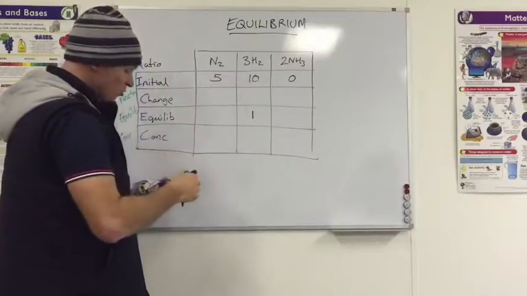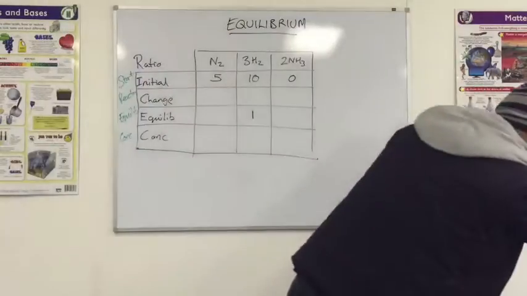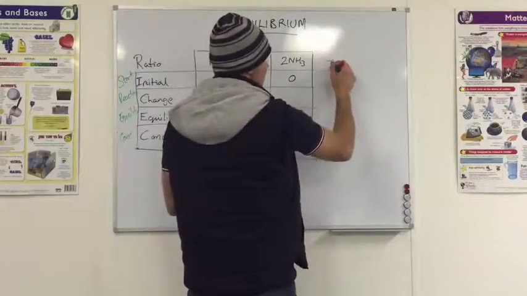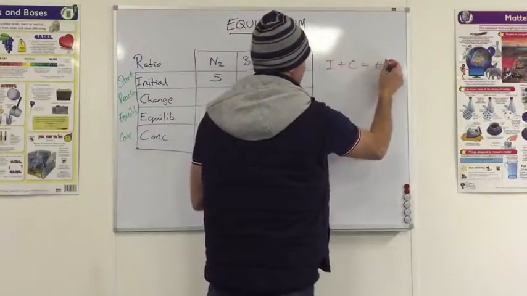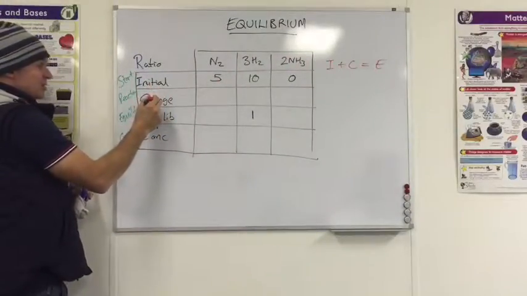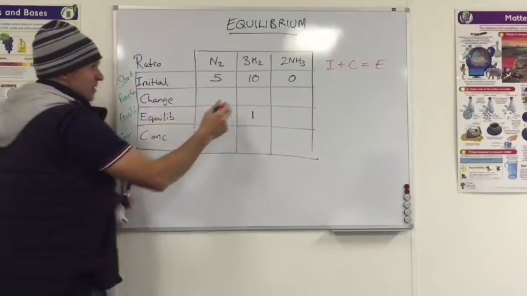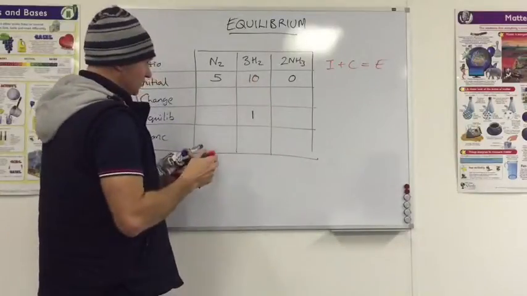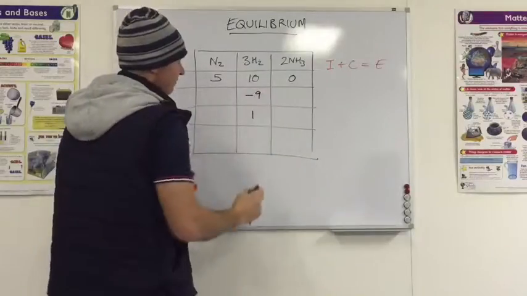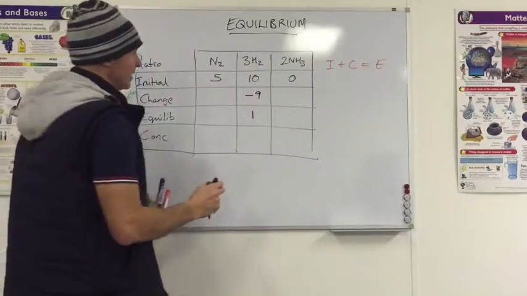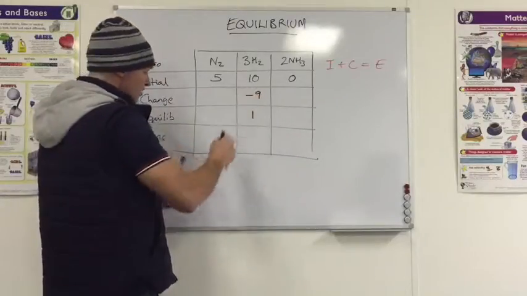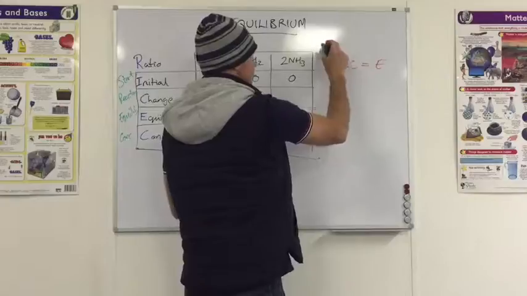Then the first rule that we can make use of with these rice tables is basically that I plus C must give us E. Whatever we started with at the beginning plus whatever changed is what we have at the end. Makes sense. So 10 plus something gives us 1. So the something must be minus 9, using a bit of algebra. So we must have used up 9.